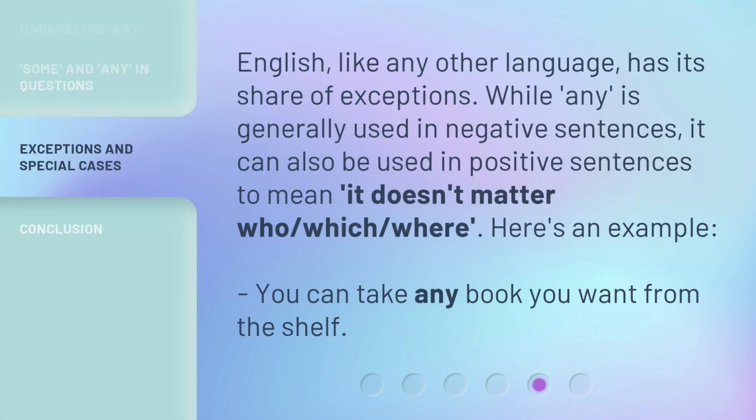English, like any other language, has its share of exceptions. While any is generally used in negative sentences, it can also be used in positive sentences to mean it doesn't matter who, which, where. Here's an example. You can take any book you want from the shelf.